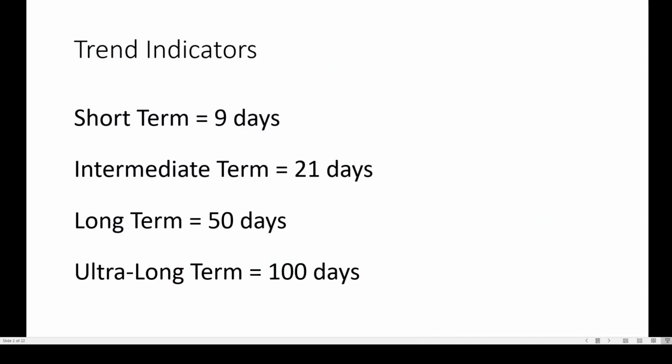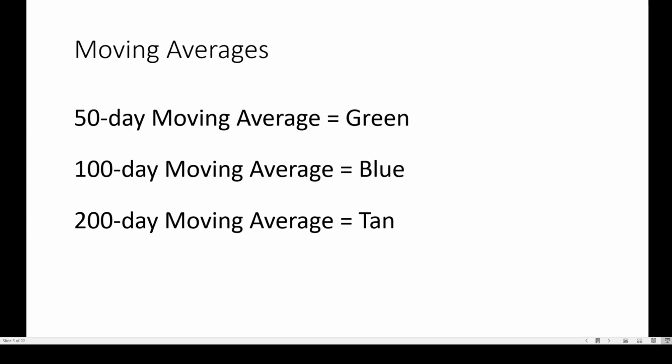Let's get into this. The trend indicators from my price and momentum: short term is 9-day, intermediate 21 days, long term 50, ultra long term 100. Looking at the moving averages, these are the colors on my screen. 50-day will be in green, 100-day in blue, and 200-day in tan.